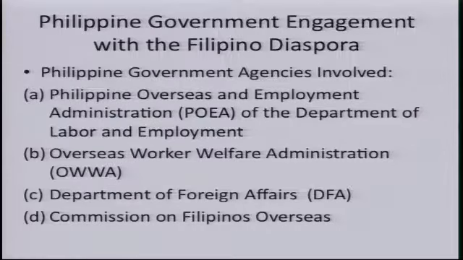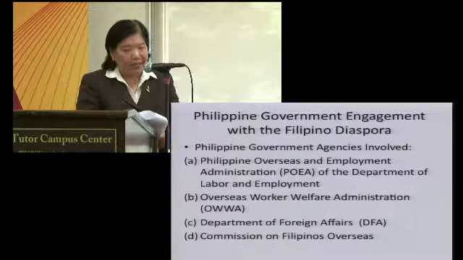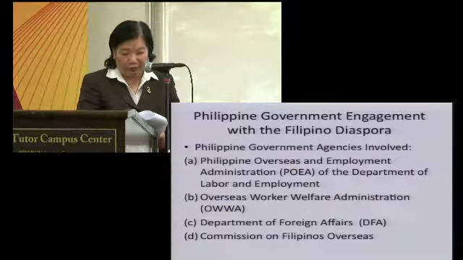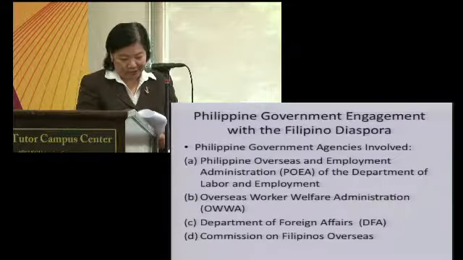And so we have 4 agencies involved: the Philippine Overseas Employment Administration, which is under the Department of Labor and Employment. This is the government arm that manages the migration of Filipino workers overseas. And its mandate is to promote and develop the overseas employment program and protect the rights of migrant workers.